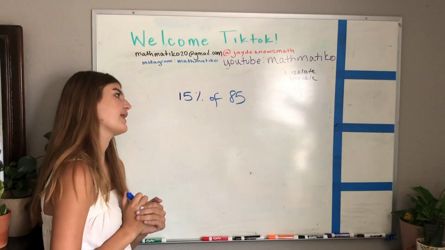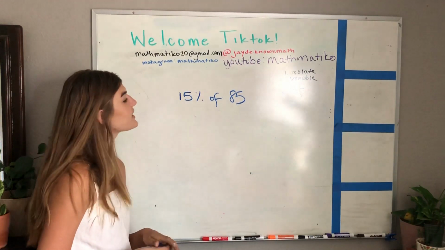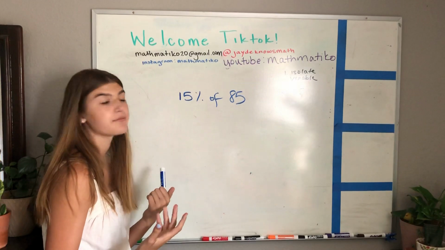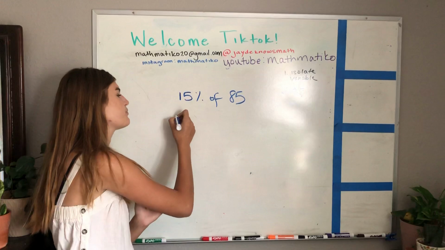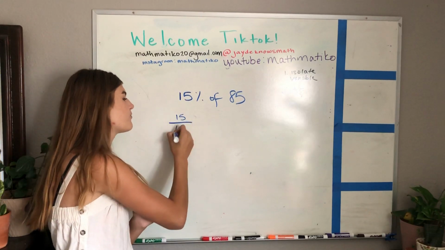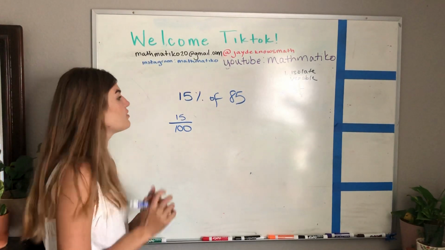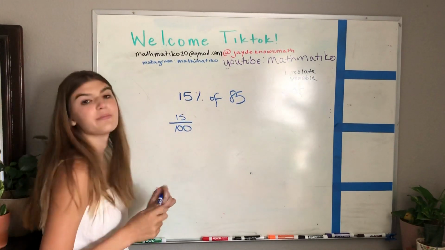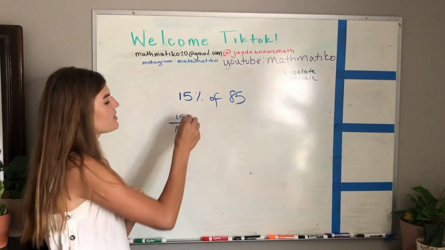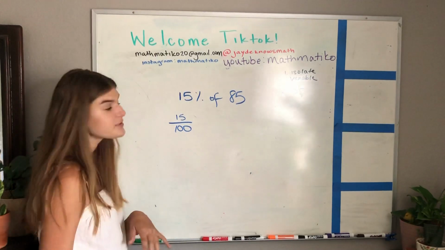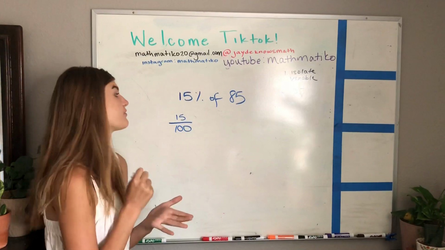All right, 15% of 85. What we need to know is a percent is just part of a whole. So a percent is just a way to represent a fraction. Anytime we see a percent, we can immediately put the percent over 100. That is how you turn percents into fractions. You take your percent and put it over 100 because it is out of 100%. So if we had 3%, we would put 3 over 100. If we had 125%, we can put 125 over 100. The bottom is always going to be 100.